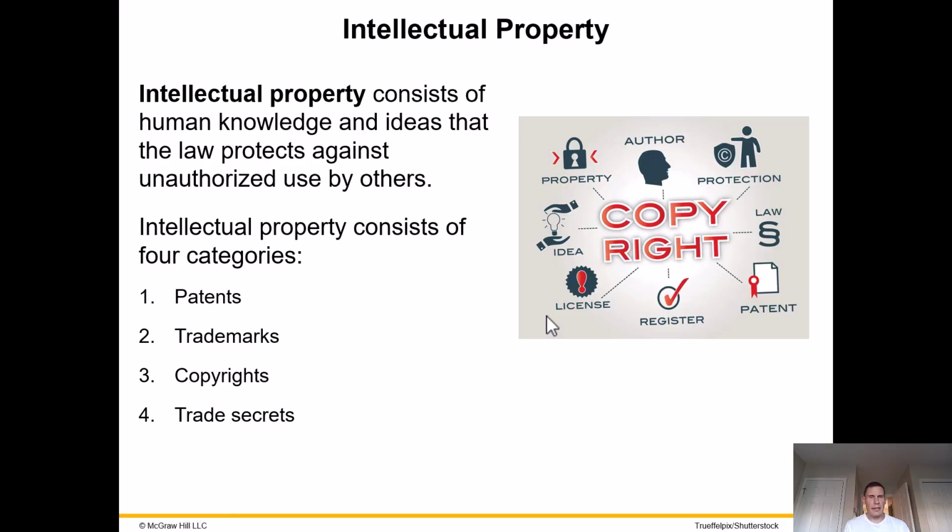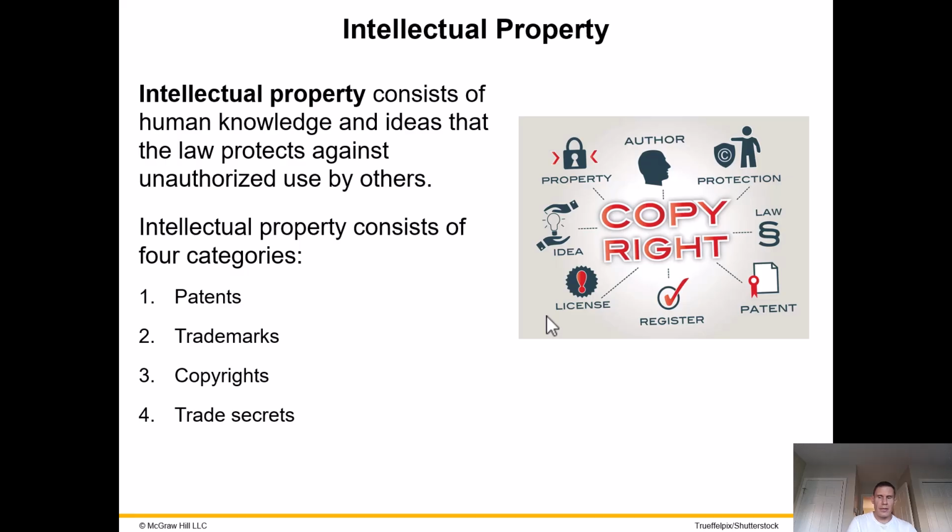Okay, let's talk a little bit now about intellectual property. So what is intellectual property? We also have a term, IPR, which refers to the rights that come with that. IPR, intellectual property rights. Fundamentally, intellectual property consists of human knowledge and ideas that the law protects against unauthorized use by others. Intellectual property consists of four categories.